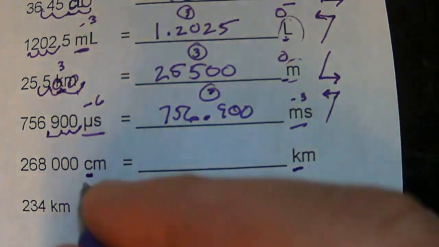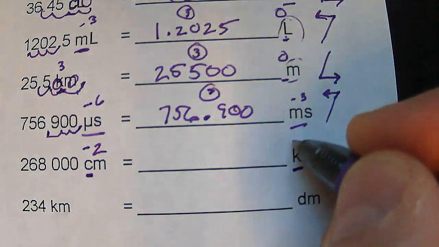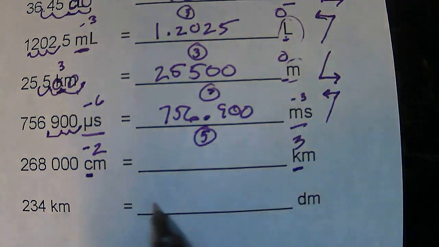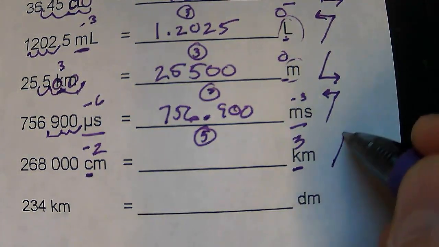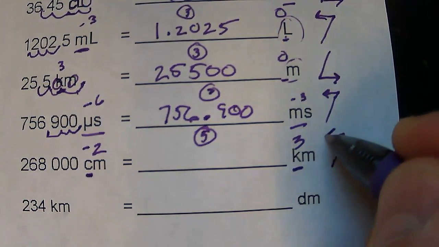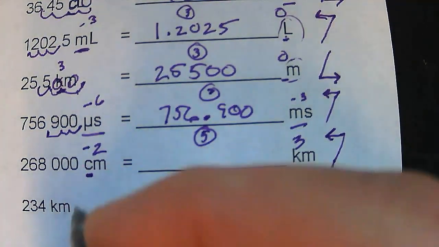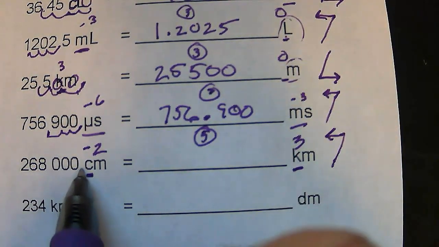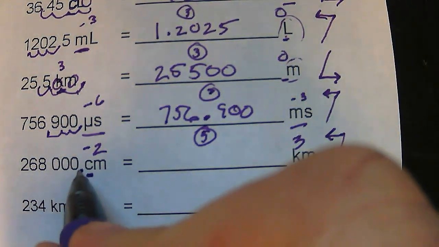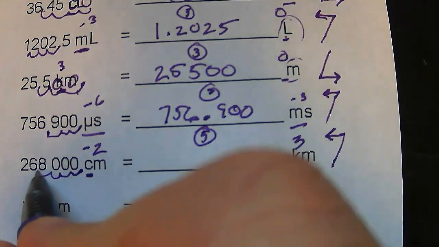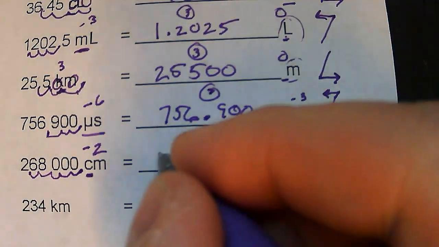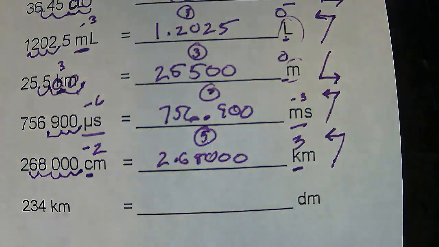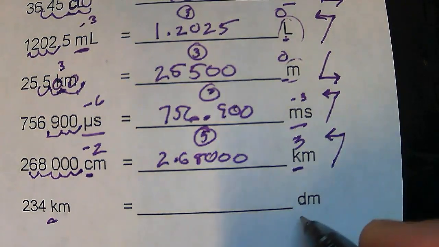Centimeter to kilometer. Centimeter is minus 2. Kilometer is 3. The difference is 5. Okay, so we're going up. Move the decimal to the left. And there's no decimal in this number, so we're going to assume that it's here. Okay, so we're going to move 1, 2, 3, 4, 5 places to the left to get 2.68000.